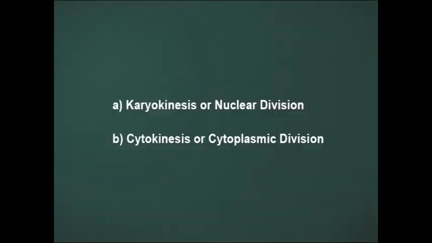The process of mitosis involves a series of events both in the nucleus and in the cytoplasm. Thus, it can be divided into two stages: A. Karyokinesis or nuclear division, and B. Cytokinesis or cytoplasmic division. First, karyokinesis or division of nucleus.